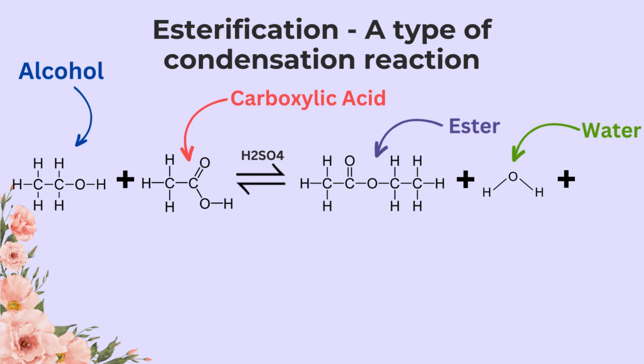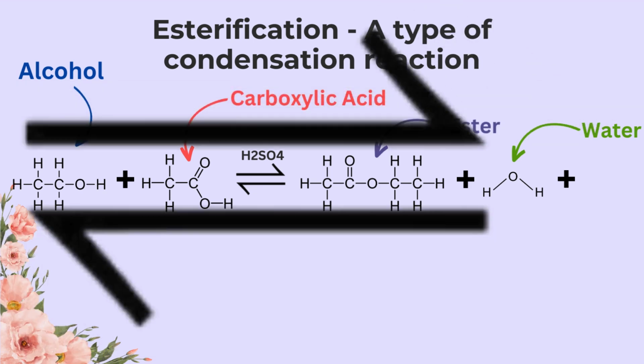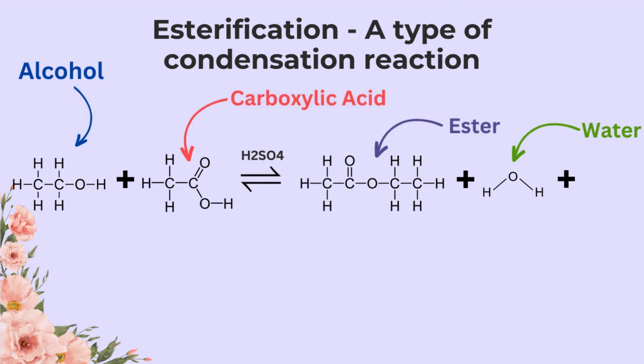There are a few extra details to pay attention to here. Have you noticed that the arrow between reactants and products goes both ways? This tells us that esterification is reversible. It is also producing energy, which means esterification is exothermic. These details will be important later when we discuss reaction yield.